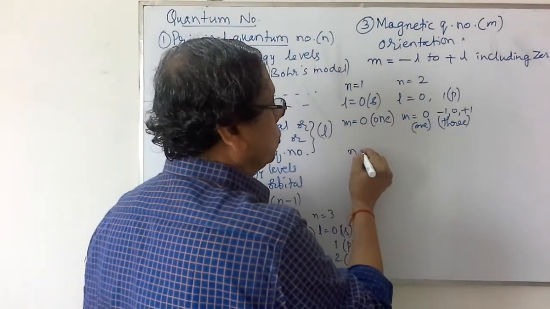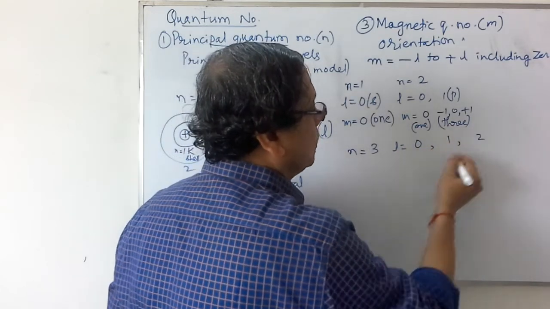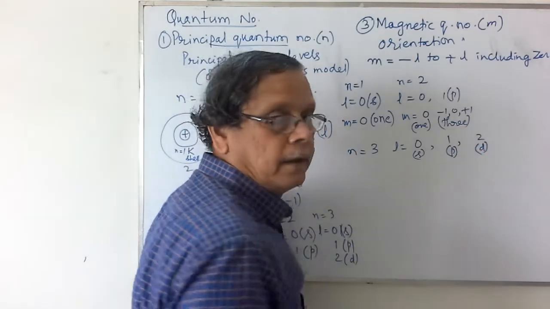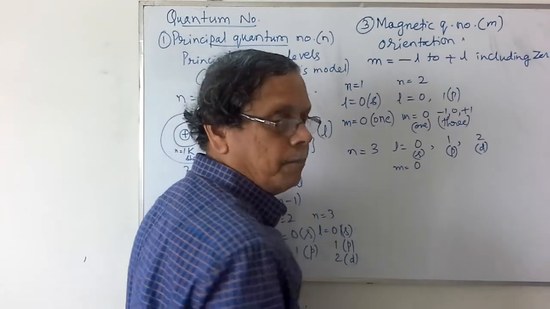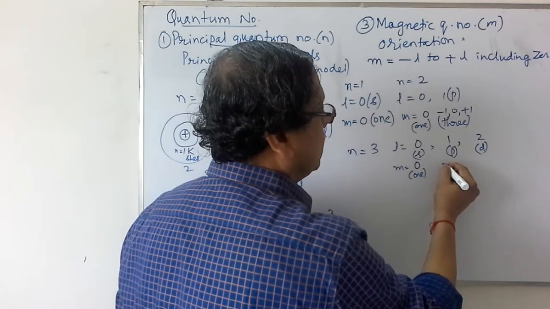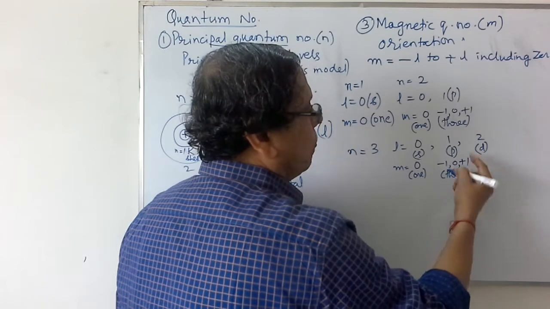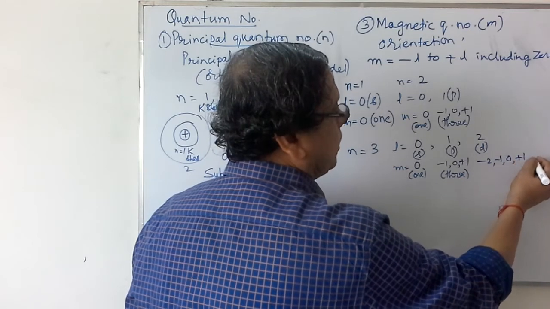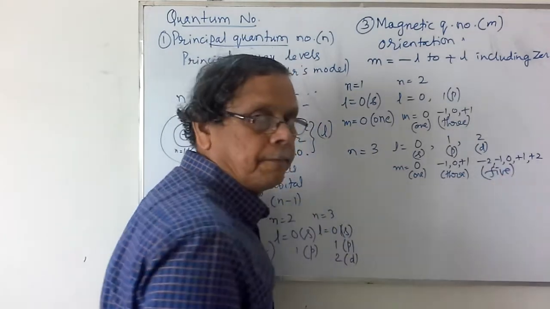Similarly, when N is equal to 2, N is equal to 3, L can have the values of 0, 1 and 2. This is S, this is P, this is D. So for this S subshell, M can have the value of only 0. It is one orientation. For this P orbital, there are minus 1, 0 and plus 1, that is 3 orientations. For this D, it is minus 2, minus 1, 0, plus 1 and plus 2. That is, totally there are 5 orientations.